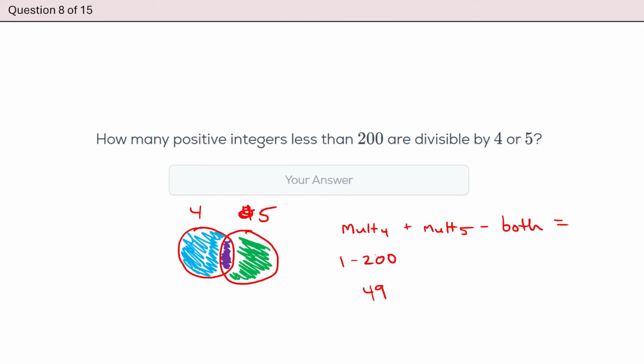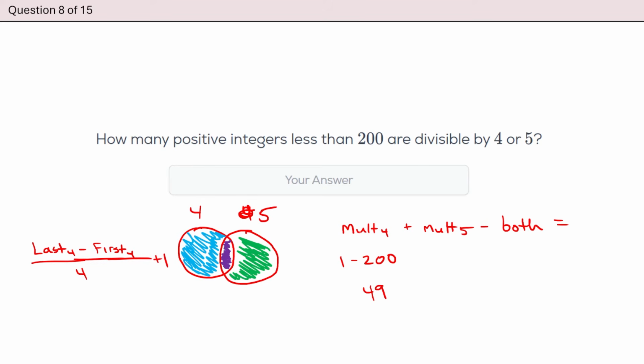Now, if you don't know that shortcut, whenever you're doing 1 to something, you can just divide the bigger number by whatever the multiples are that you're looking for. That's kind of a shortcut. If you don't know that shortcut, you can use the formula, which is going to be the last multiple of 4 minus the first multiple of 4, all over 4. And then finally, don't forget to add 1.